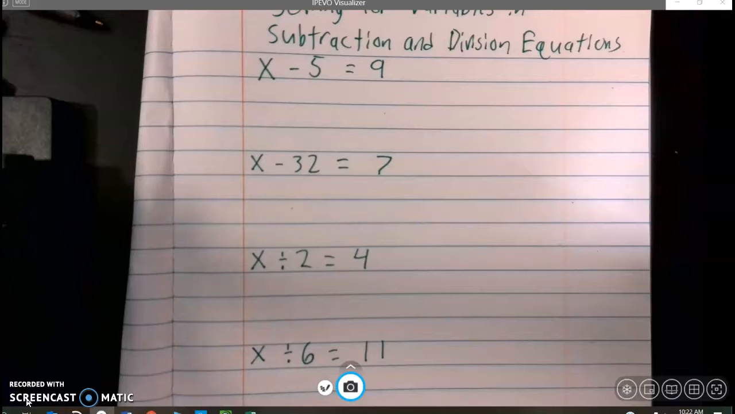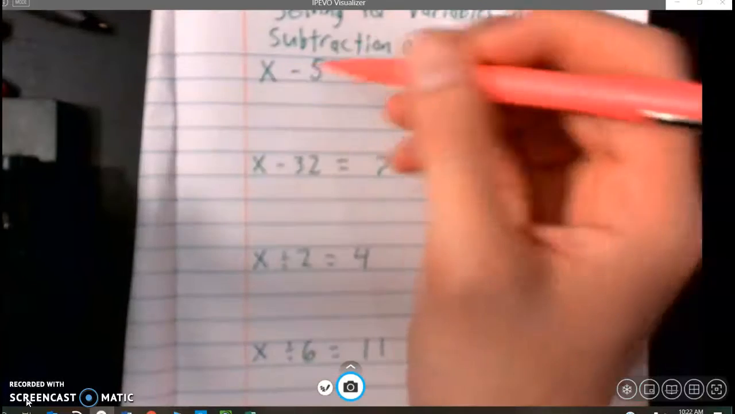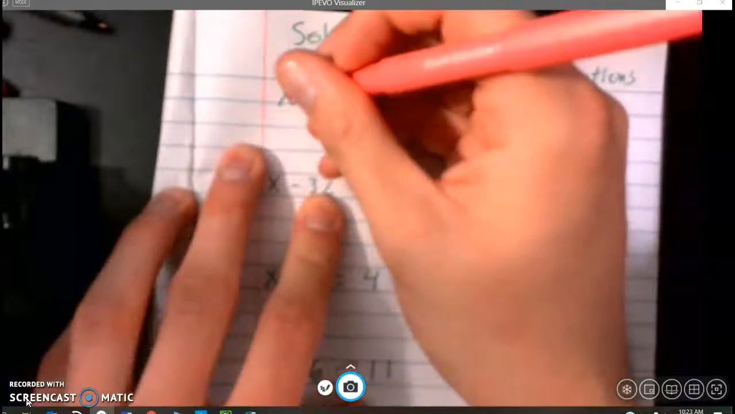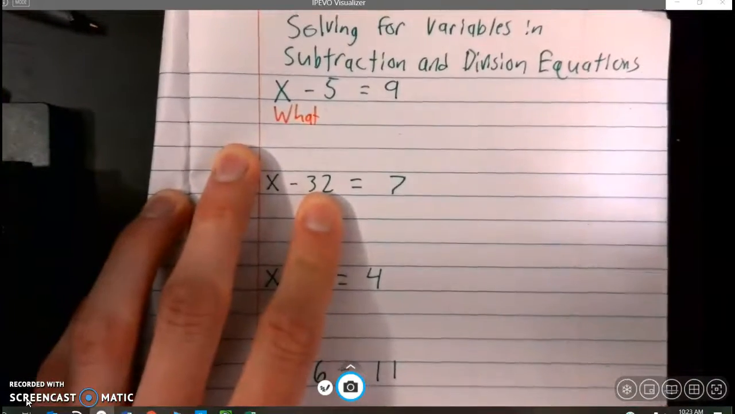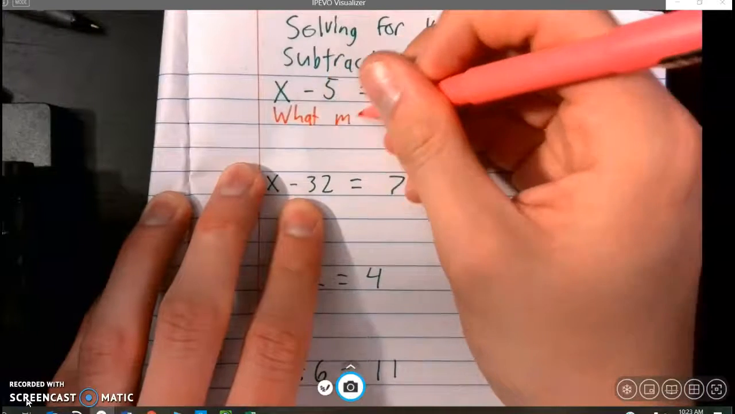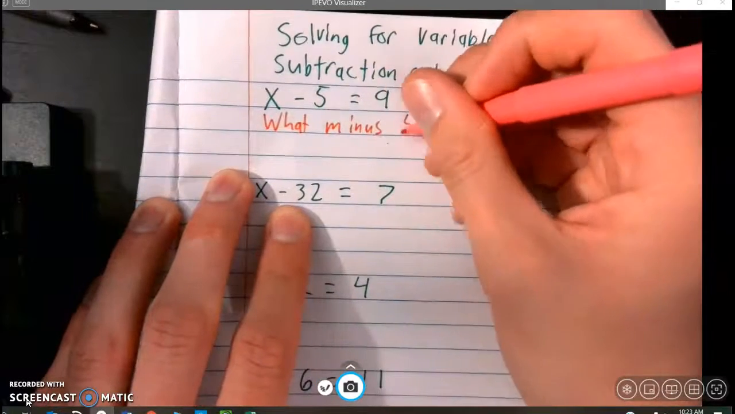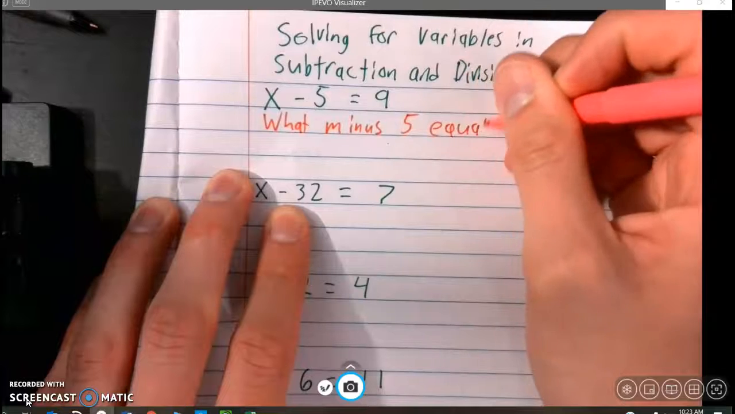I want to remind us that when we reason with variables, we should always think of it as a sentence. We should immediately translate any equation into a sentence so we really understand what it is asking us. When we do so, we replace the variable with the word what. So instead of x, I'm going to write the word what: what minus 5 equals 9.